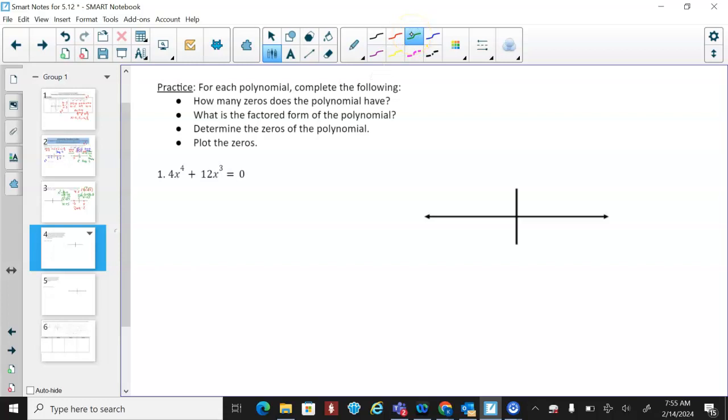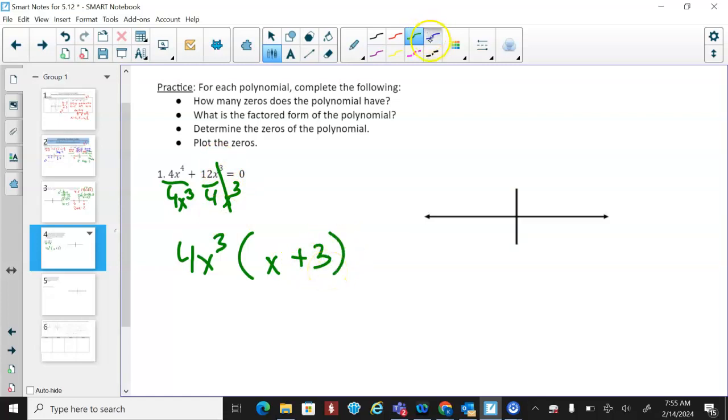So I got 4 and I got 12, so I know I can divide both of them by 4. I also got x to the 4th and x to the 3rd, so I know I can take the smallest x's out of both, which is x cubed. If I do that, I get 4x cubed on the outside. What's left on the inside? X, and then 3, because the x's would cancel, and 12 divided by 4 gives me 3.